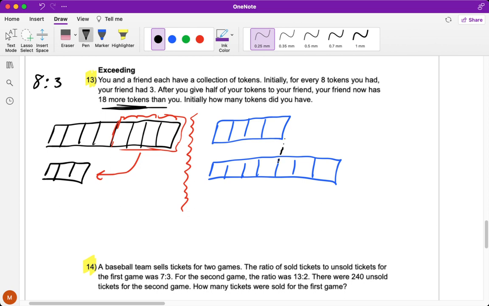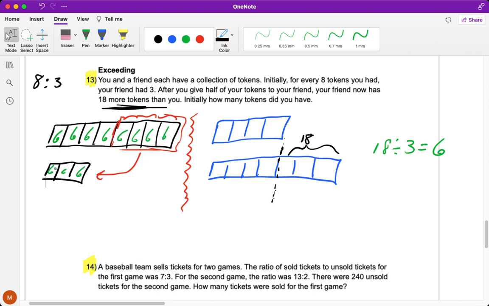So that means these 3 boxes here represent the amount more that my friend has, and it's 18 tokens total. So I can do 18 divided by 3, because that's how many boxes there are. So that means each box represents 6 tokens. In the original, each of these boxes still represented 6 tokens, because we didn't establish a new ratio. We just said that after we gave them half, they now have 18 more. So the amount in each box never changes.